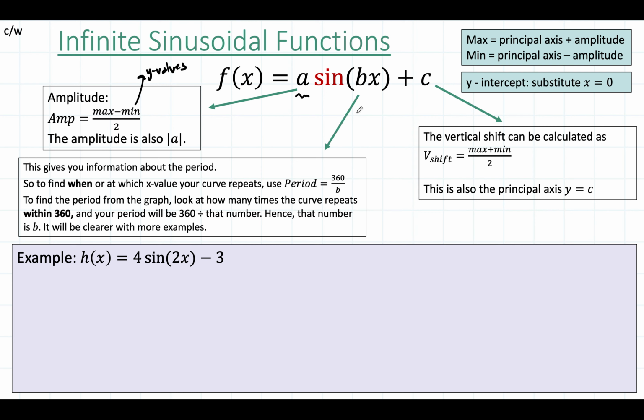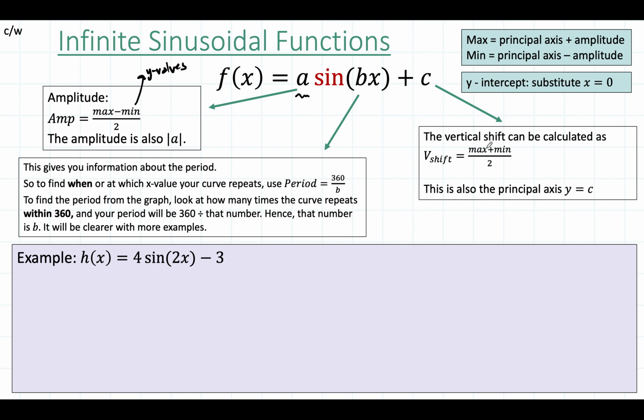Next, the letter B tells you the period. What it tells you is how many times your function repeats within the 360, assuming you're dealing with degrees here. If it's radians, then you're dealing with 2 pi. So for the period, to know how often your value repeats within the 360, you take 360 divided by the b value, and that's going to give you the period. Sometimes you need to find the b value, so you'll have to look at this in a different way. We're going to discuss that in another video where we do word problem examples.